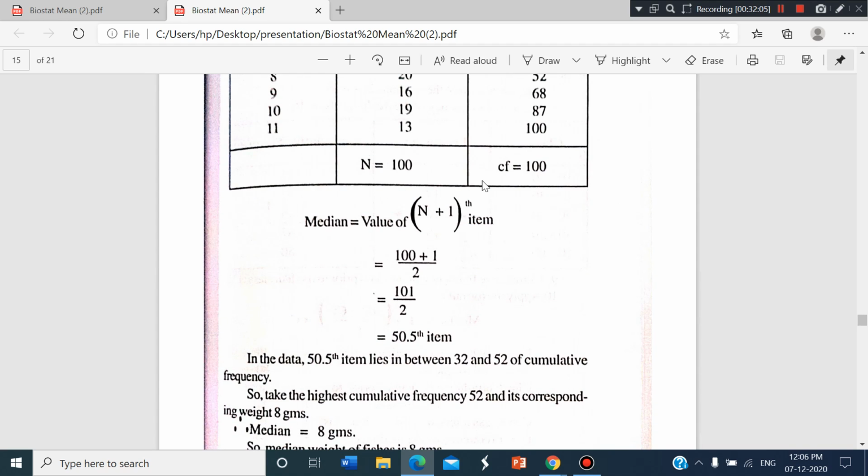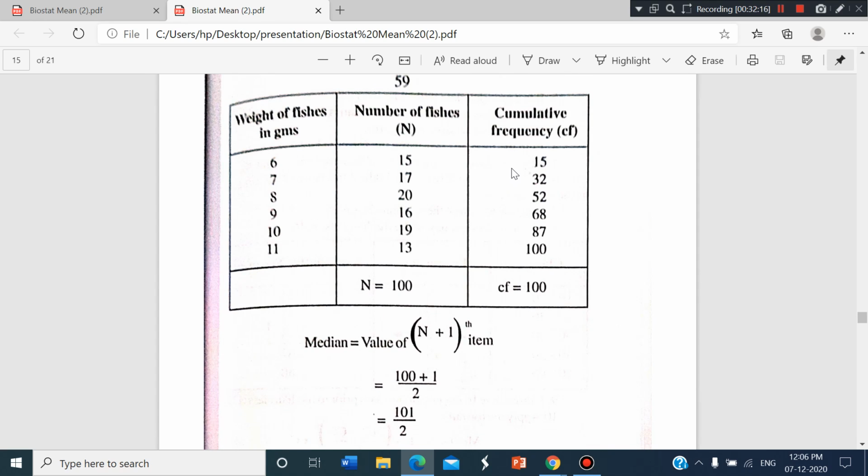Because this and this come the same. n equal to 100, plus 1, divided by 2, then 101 divided by 2 gives the 50.5th item. The 50.5th item among the cumulative frequency falls between 32 and 52. You have to consider the highest cumulative frequency and find out its corresponding value, that is 8. So 8 gram is the median.